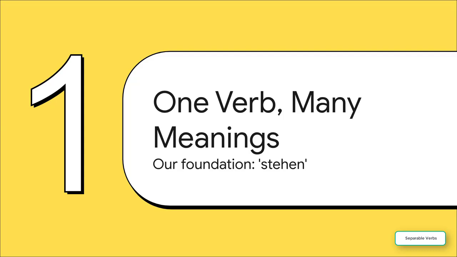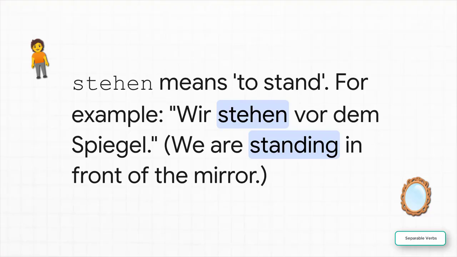Okay, section 1. One verb, many meanings. Our foundation for all of this is going to be the verb stehen. So let's start with a really simple, common verb, stehen, which just means to stand. You could say something like wir stehen vor dem Spiegel, which means we are standing in front of the mirror. Pretty straightforward.